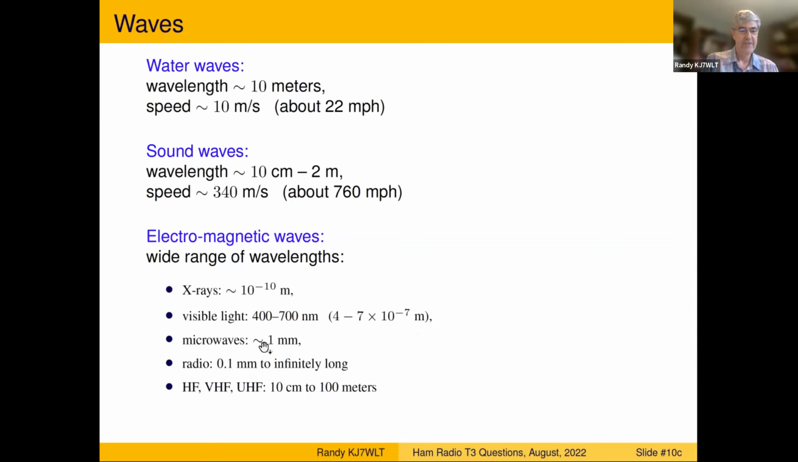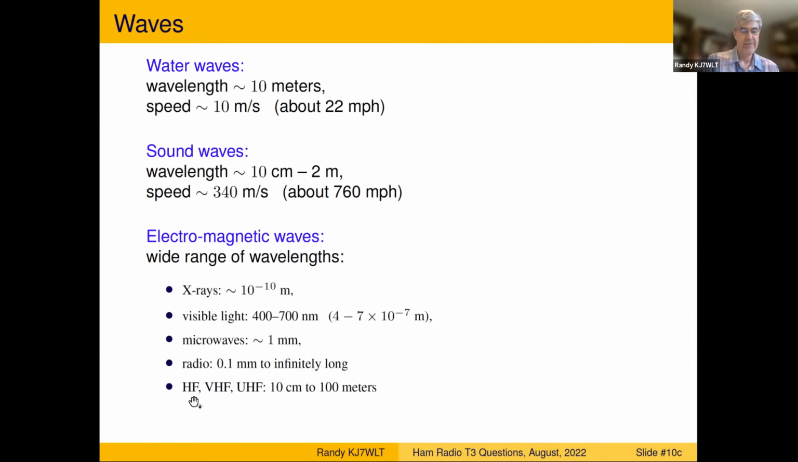Then there are microwaves at about a millimeter scale, and radio waves, which we're really interested in, can range anywhere from a tenth of a millimeter to sort of infinitely long. I'm not sure exactly where the cutoff is on the lower level for radio waves, but they're really the same sort of electromagnetic waves as all these other things. They're just a particular range of frequencies, and we usually call them radio waves when we're using them to communicate.